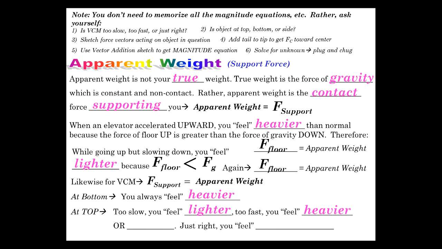Now, too fast is a little more complex. You feel heavier or lighter. It can be either. Because the support force can be still really big, so it's bigger than your normal weight, or it can be just a little tiny force added to gravitational tug, to give you the centripetal force needed. So in other words, in the too fast scenario, the support force can be any old size. Just right, however, you feel weightless. Why? Because the support force is gone. So that's a summary of the scenarios.